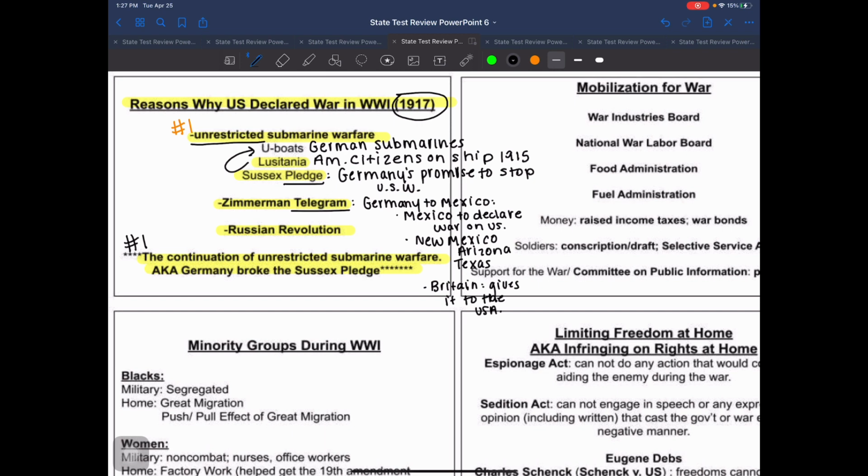Something else that we get that is going to encourage our involvement is the Russian Revolution. Okay, and I'm going to come over on this side to write a little bit about this. The Russian Revolution is when the guy by the name of Vladimir Lenin and the Bolsheviks, they take over Russia and they establish the first communist nation that we know as the Soviet Union.